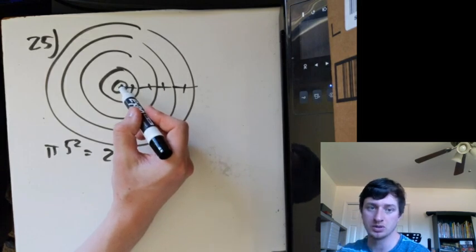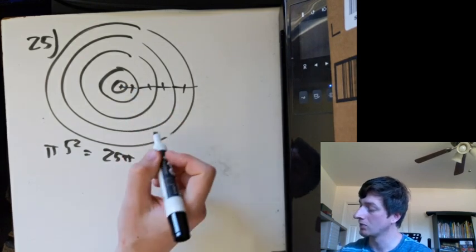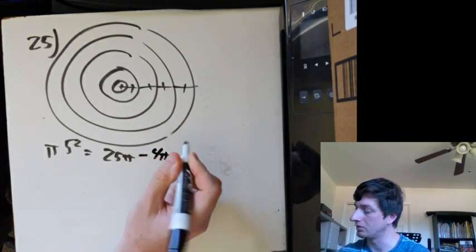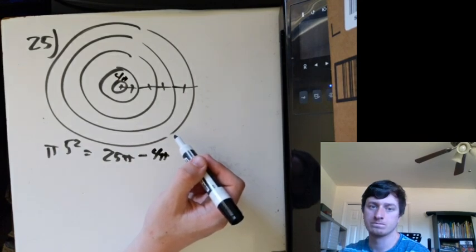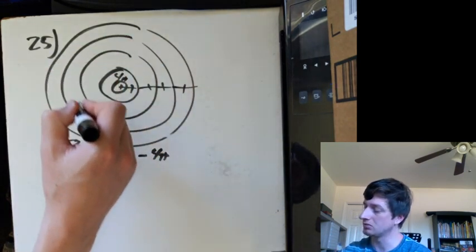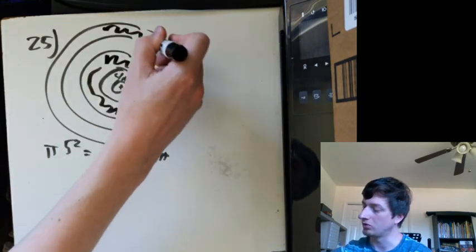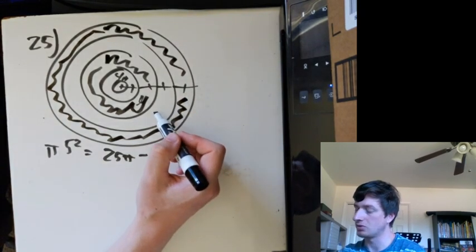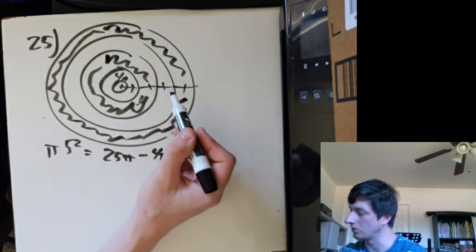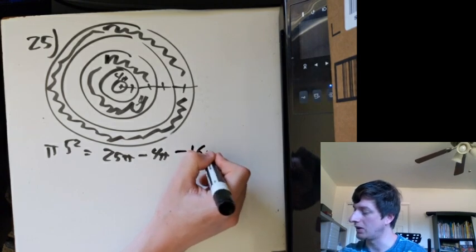So this tiniest one is going to be, now we don't need to do the tiniest one because we can just include that. So this is going to be 1, 2 squared times pi, so minus a 4 pi. And then we don't want to subtract this piece, because it's shaded. And then this piece is shaded. So we just need to subtract this now. So this one's going to be 1, 2, 3, 4. So we're going to be minus 16 pi, because it's 4 squared.